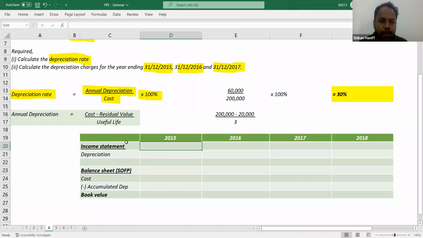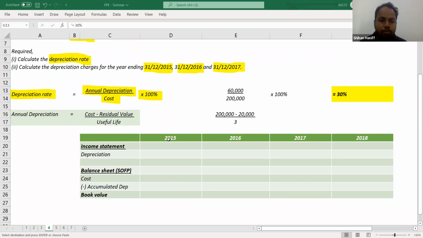2015. For the income statement, you will have depreciation. For SOFP, you need to show the cost and the accumulated depreciation. And be required. Right. So depreciation rate, we calculate the depreciation using the rate.